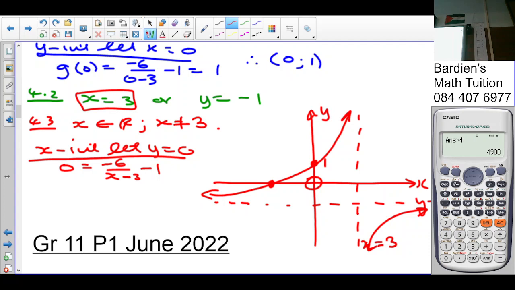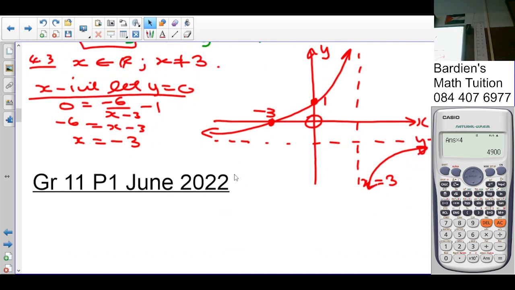We take the 1 over the equal sign, so negative 6 equals x minus 3, we cross multiply. So x is equal to minus 3. So there's that graph that they're looking for.